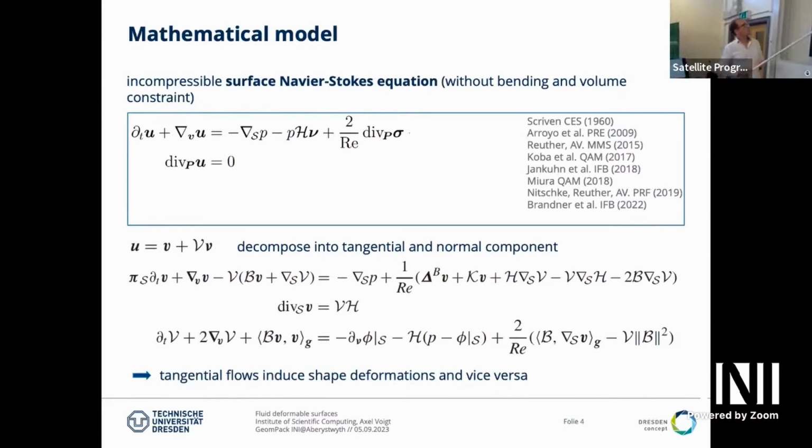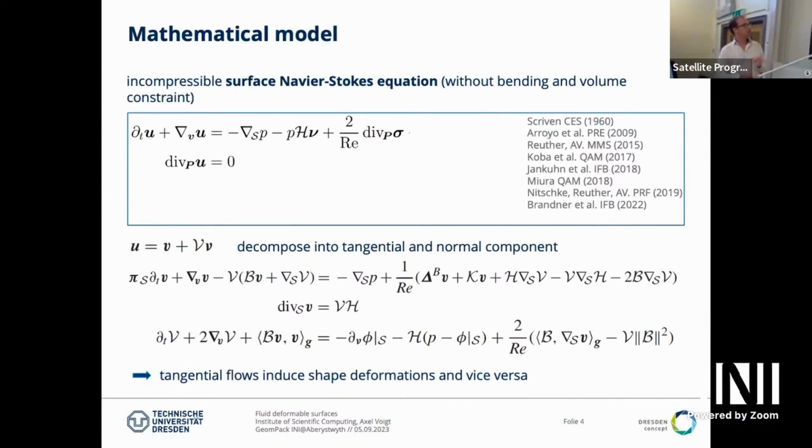Okay, so plugging this in there and then grouping terms, we can write this as a coupled system for the tangential velocity and the normal velocity. And now there are many terms, and we have this new Bochner-Laplace here and the Gaussian curvature and so on, but I don't want to go into the details of all this. What we nicely see is that there's strong coupling between the normal velocity and the tangential velocity.